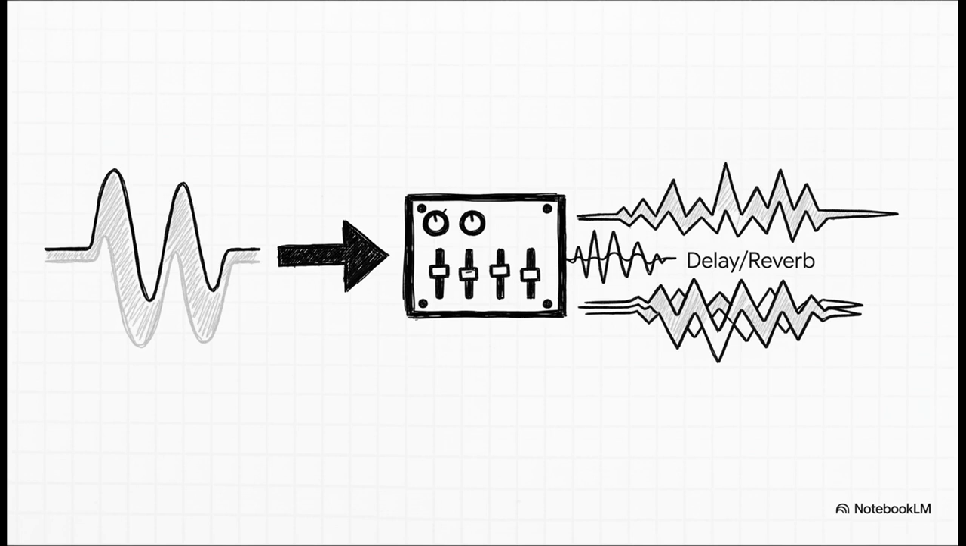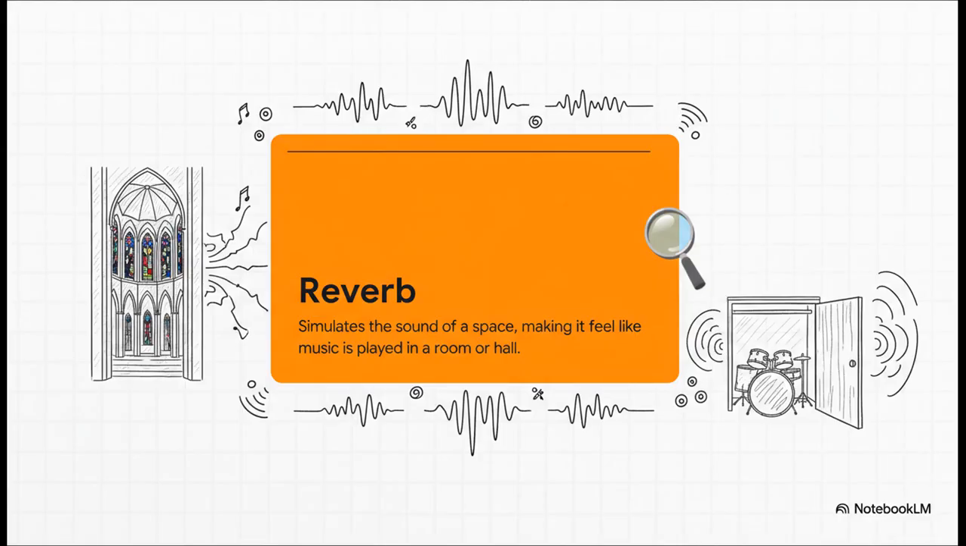Let's just look at a couple of the big ones you hear in pretty much every song. First up is reverb. This is the effect that makes the sound feel like it's in a real place. So you can use reverb to make a singer sound like they're in a massive cathedral, or make a drum hit sound like it's in a tiny, echoey bathroom. It's all about creating a vibe and an atmosphere.